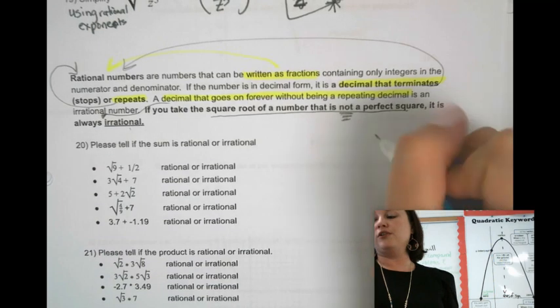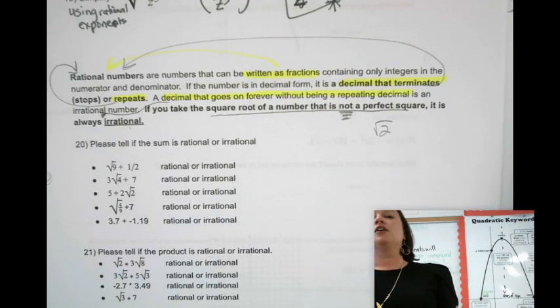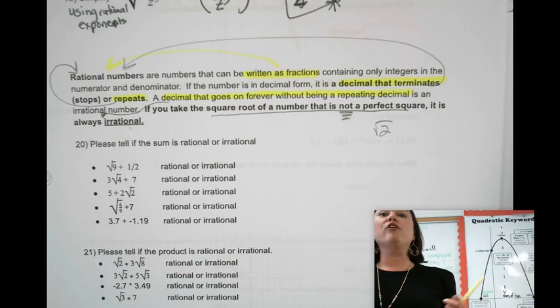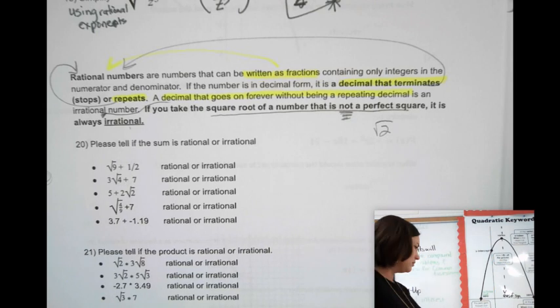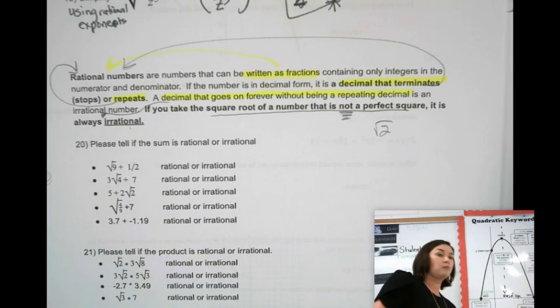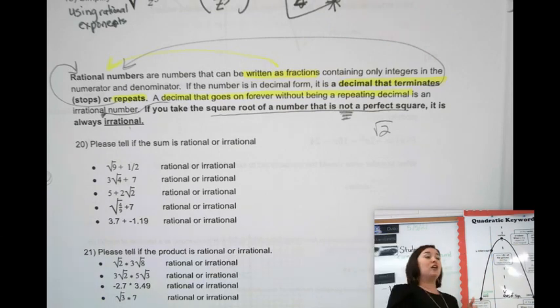So for instance, the square root of 2. 2 is not a perfect square, so it is irrational. Square root of 3, irrational. Square root of 4, is 4 a perfect square? Yes, therefore that is rational because the square root of 4 is 2. A decimal that stops. Can you give me an example of a decimal that stops? 1.1. That's a terminating decimal. 5.39. If it goes to 8 decimal places, but it stops after 8 decimal places, it still stops.